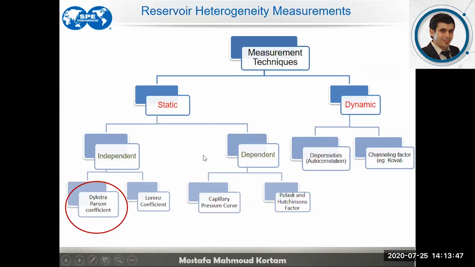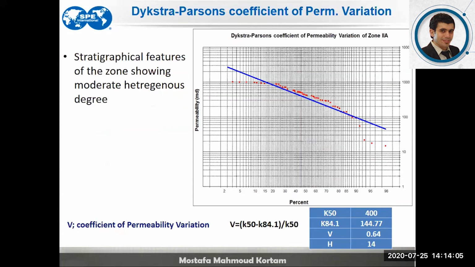In fact, there are several measurements of the heterogeneity. We are just going to highlight and review the famous parameter that we call the extraversion coefficient. An extraversion coefficient is just a parameter that can indicate and explain how varied and how heterogeneous the system is.